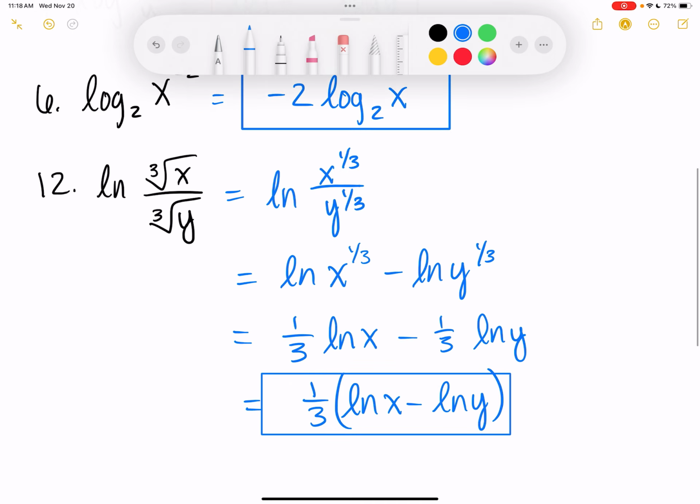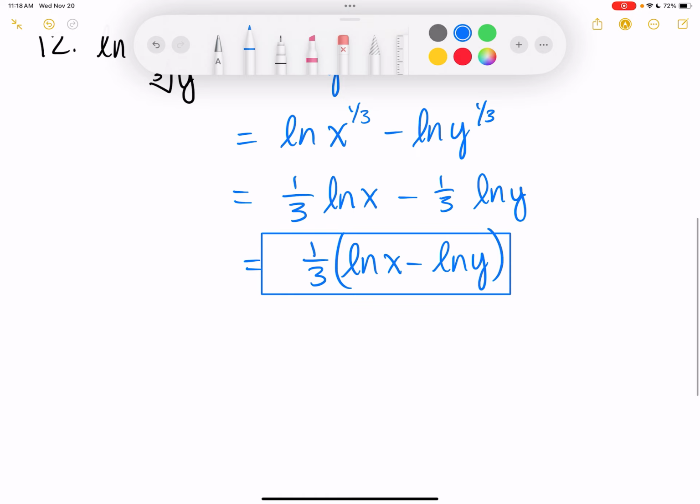Any questions on those ones where we're splitting it up? All right. So now we're going to go the opposite way. These say use properties of logs to write the expression as a single logarithm. So these ones you're going to have multiple things and we are combining it into one log.